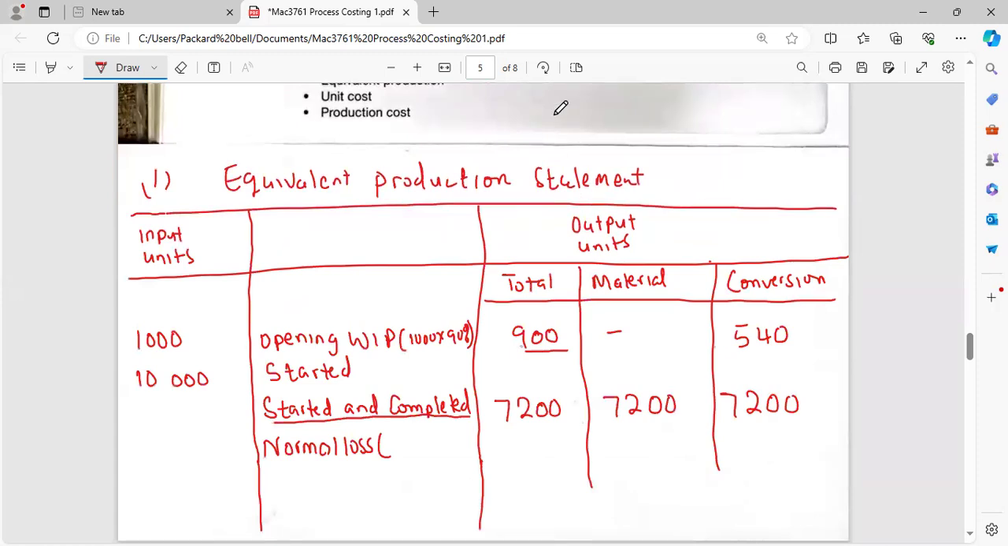in the calculation for the normal loss, we are going to say we have 1,000 units closing normal loss plus 10,000 units minus 2,000 units times 10%. How much are we going to get in the normal loss? Anyone who got the answer? 1,000 plus 10,000 minus 2,000 times 10%.